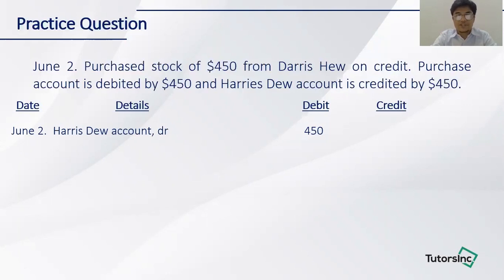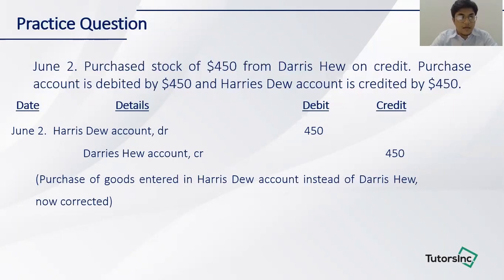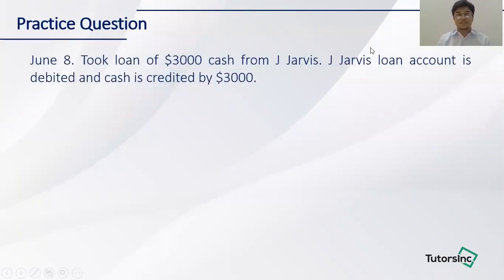So we have debited Harris due account by $450. So we have offset the mistake that we have made, and now we have to enter the credit entry in Darius Hugh's account by $450 because Darius Hugh is the person from whom we have purchased this stock. The narration is going to be purchase of goods entered in Harris due account instead of Darius Hugh, now corrected. In the next transaction, which took place on June 8, we took loan of $3,000 cash from J. Jarvis. J. Jarvis loan account is debited and cash account is credited by $3,000.